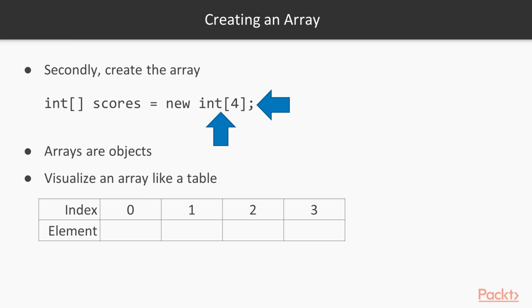Now bear in mind that the array is not actually a primitive itself. It only contains primitive values. An array variable is actually a reference variable that points to the memory address of the array, just like an object reference points to the memory address of an object. You can visualize an array like a table, with 2 rows and as many columns as the length of the array. The first row contains the index number of the element in the array, and the second row is the element itself.